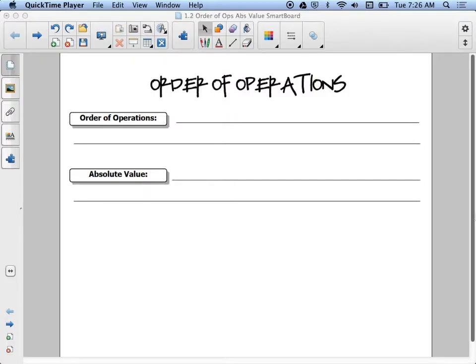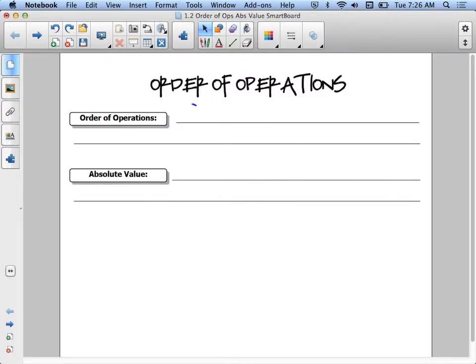Let's start by defining order of operations. Order of operations is simplifying a numerical expression using PEMDAS.